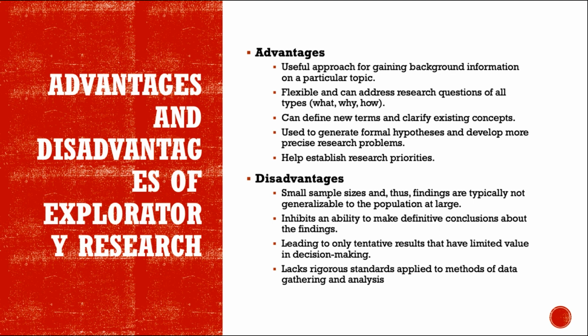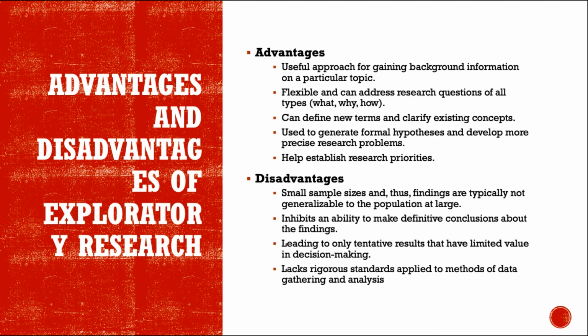Disadvantages are, first, a small sample size, and thus findings are typically not generalizable to the population at large. And second, it inhibits the ability to make definitive conclusions about the findings. Sometimes you can find something, but you are unable to make a definitive or confirmed conclusion, leading to only tentative results. As I say, when you develop a hypothesis, what we call a tentative hypothesis, it is not tested yet, you develop it just based on observations.